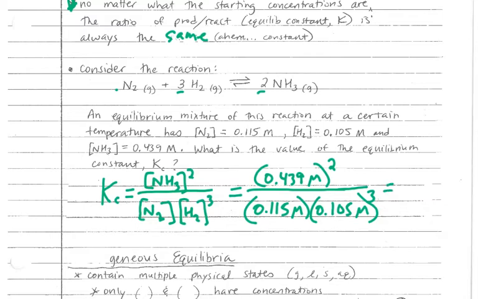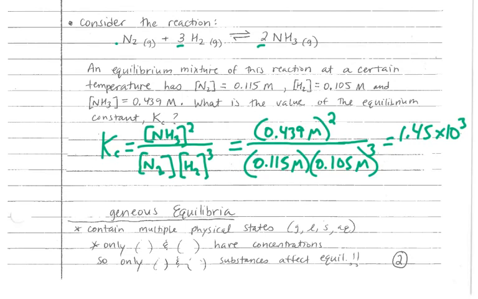So now we do the math in our calculator, and we get 1.45 times 10 to the third. Remember, K, the equilibrium constant, does not have any units, so that is the correct answer to 3 sig figs.